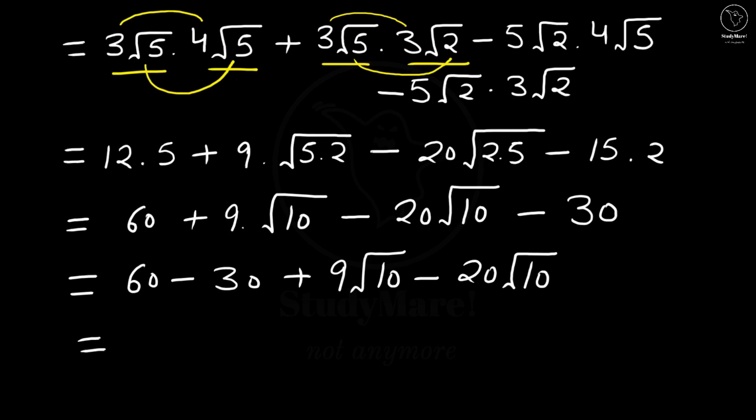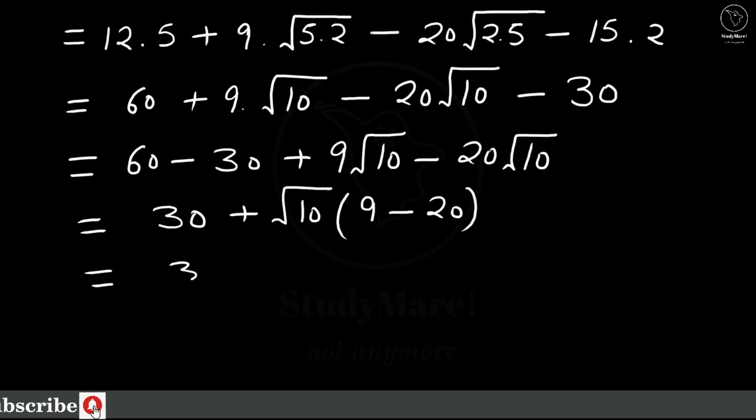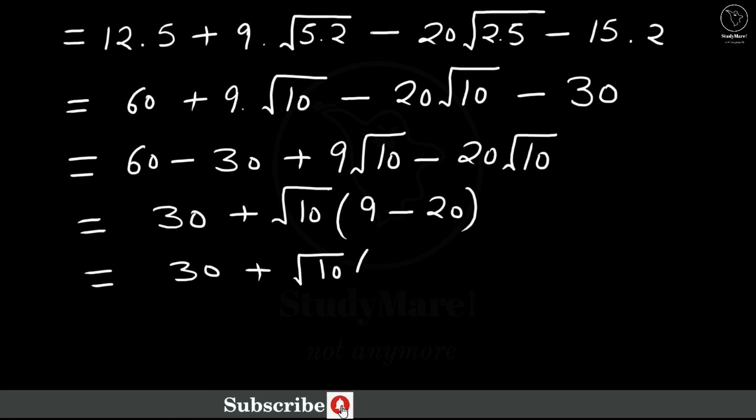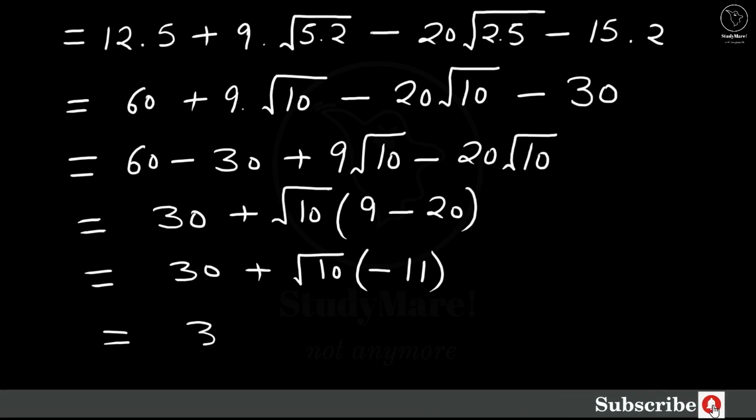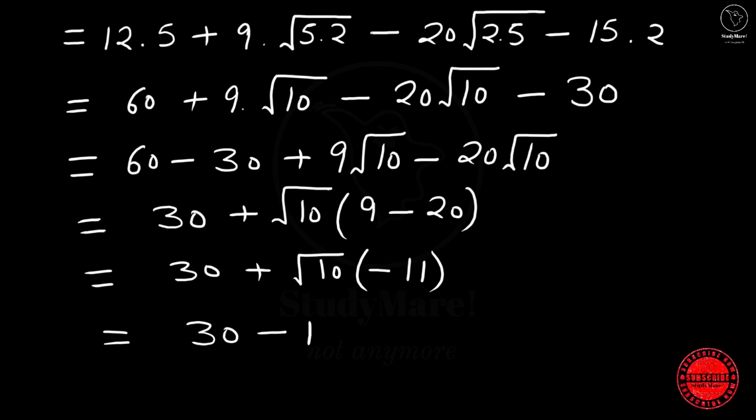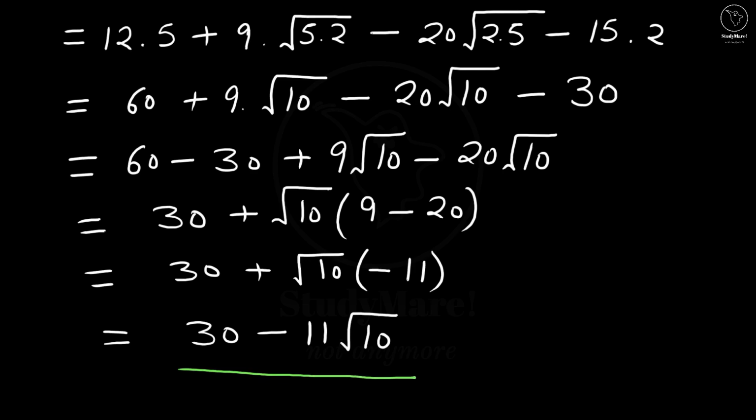which is equal to 60 minus 30, we get here 30 plus, we can take root 10 as common. So inside we get 9 here minus 20 over here, which is equal to 30 plus root 10 into 9 minus 20, which is minus 11. Now this can be written as 30 minus 11 root 10. And that is our answer.